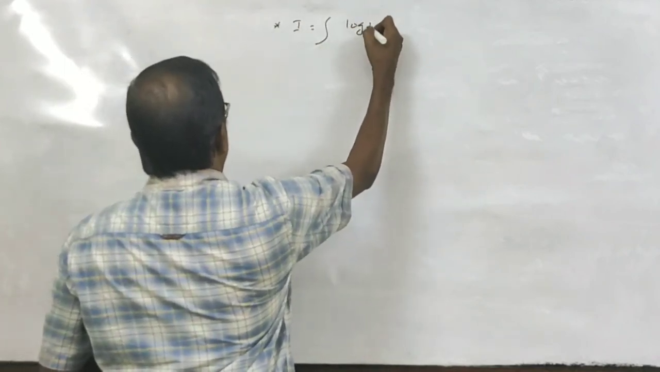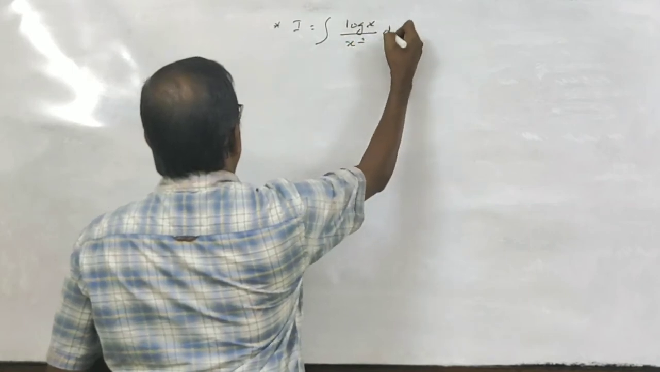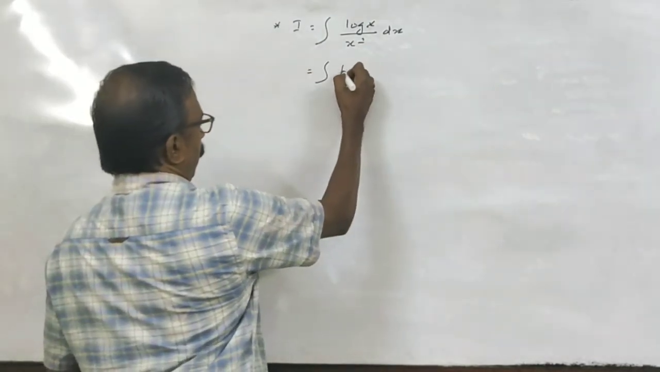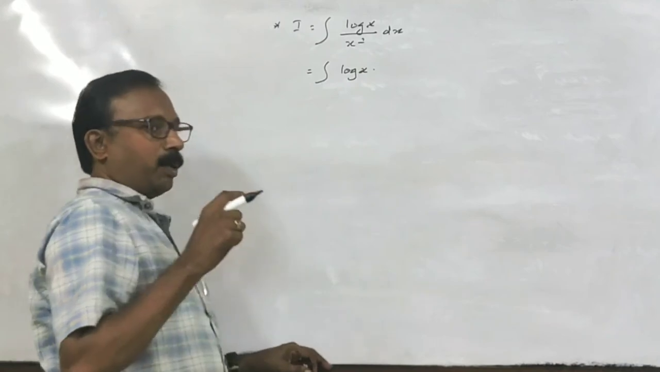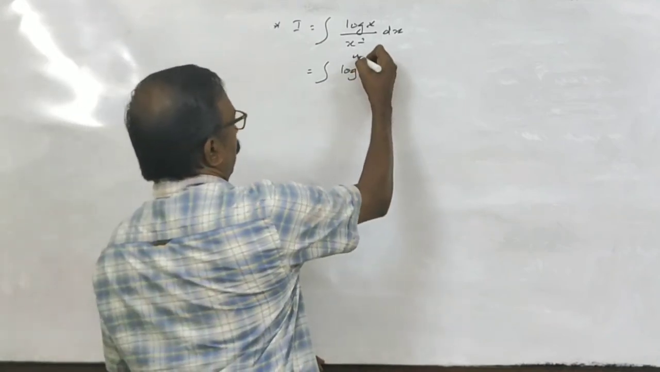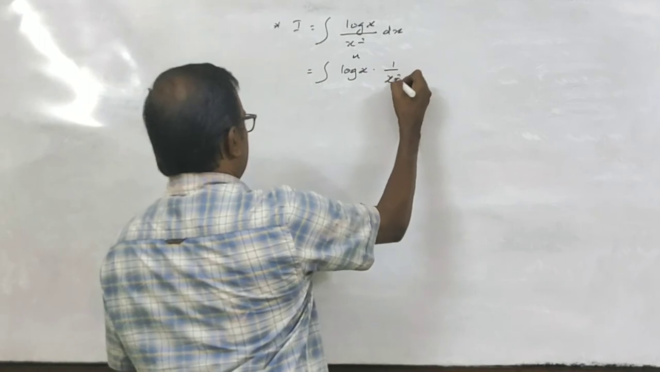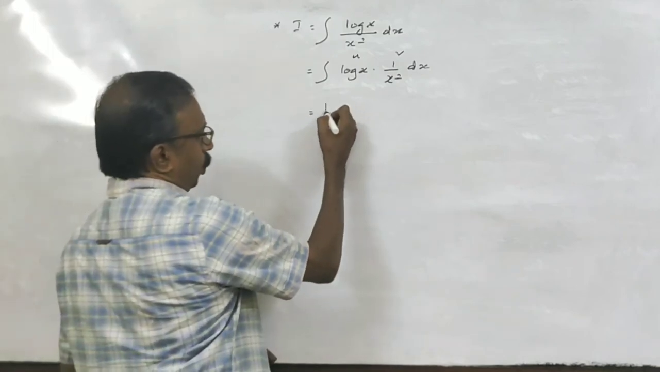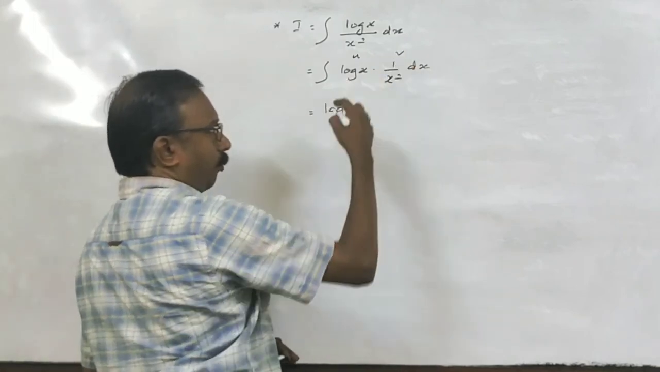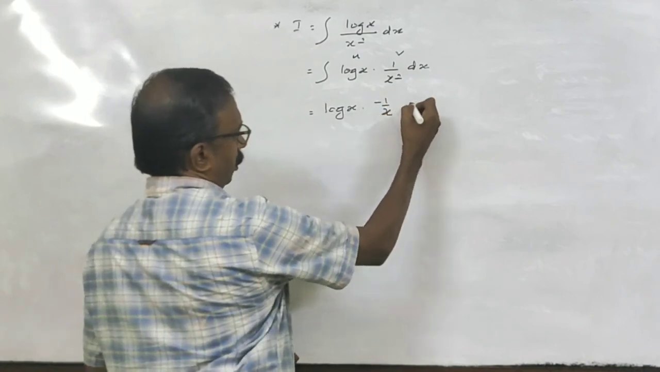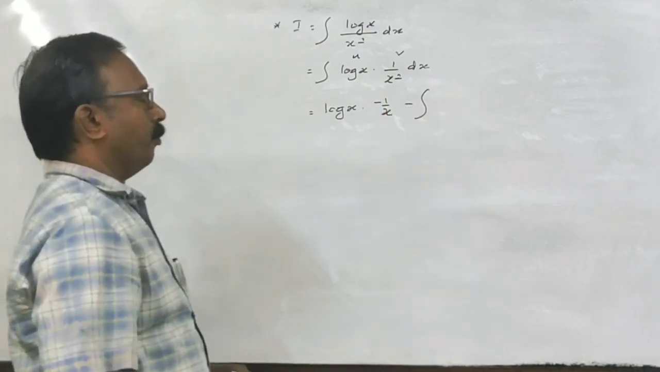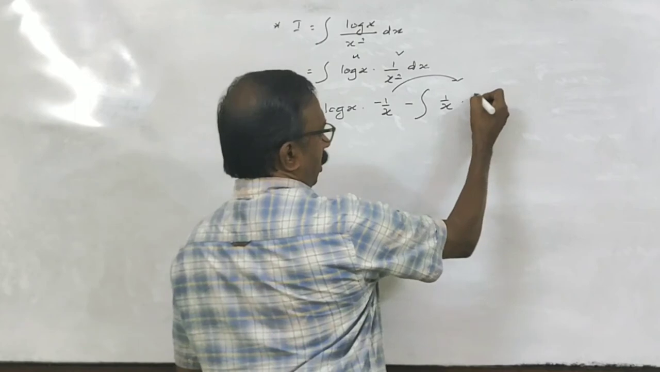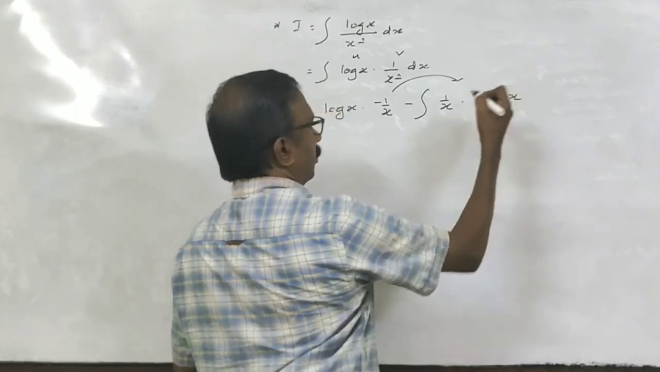Integral of log x by x square. It can represent integral of log x as the first function because its priority is 2, and 1 by x square is the second function, v. Now first function log x into integral of 1 by x square, which is minus 1 by x, minus integral of derivative of log x, which is 1 by x, into integral of 1 by x square, which is minus 1 by x, into dx. Isn't it?